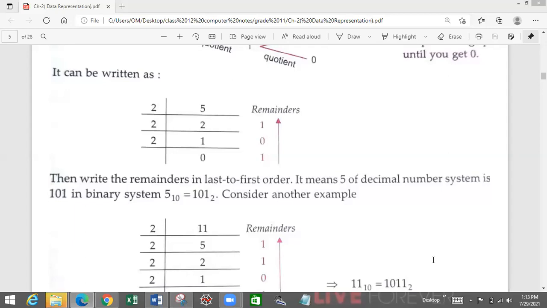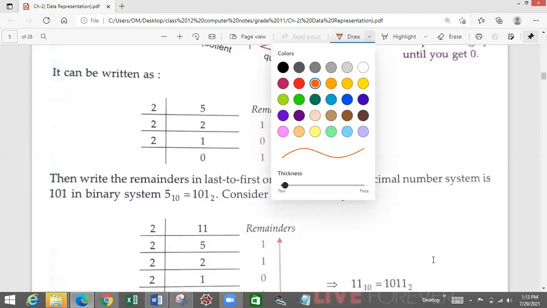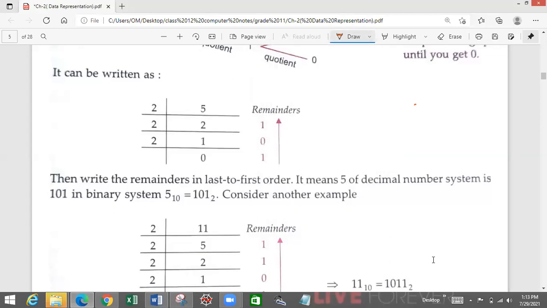Now you see, it's a very small number, 5. So how are we finding the binary of 5? We are simply using repeated division. 5 is written here. We are dividing it by 2. Why 2? Because I have to convert it to binary. I'll be dividing a number by the base of the number.